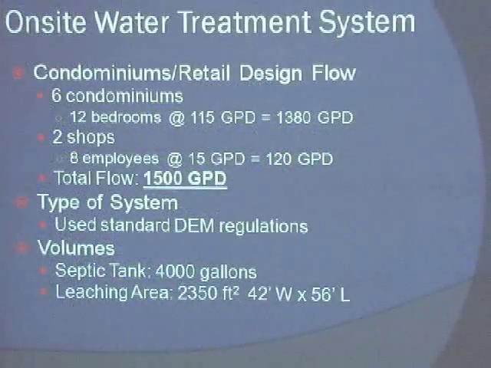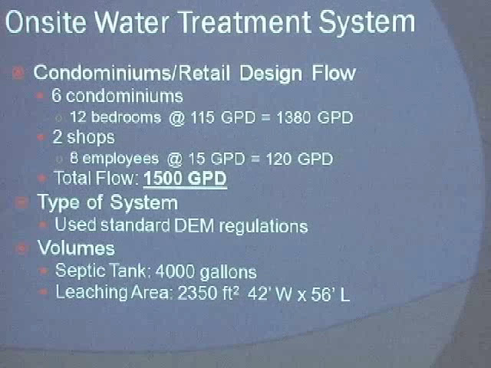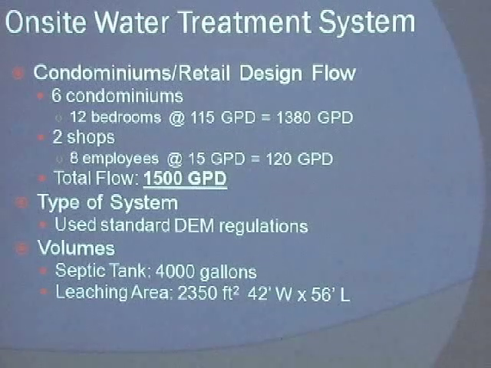With the Advantex system, we have a septic tank of 20,000 gallons, a grease tank of 8,000 gallons, and a leaching area of 3,500 square feet. The other septic, for the condominiums and the retail, has 12 bedrooms and 2 shops, with a design flow of 1,500 gallons per day. It does not need a secondary treatment process, so standard DEM code can be used. With that, we have a septic tank of 4,000 gallons and a leaching area of 2,300 square feet.